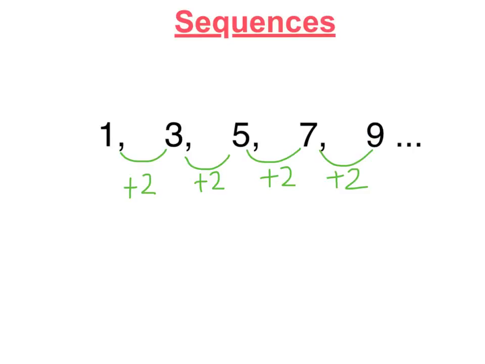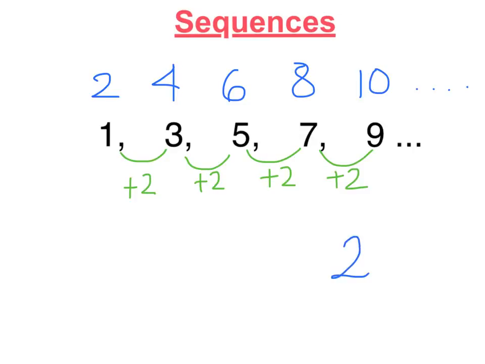Now another sequence that we know that also goes up in twos is the 2 times table, because the 2 times table starts with 2, 4, 6, 8 and 10 and so on. Now the 2 times table can be written as 2 times any number. Okay, so our sequence is very similar to the 2 times table, but obviously it's not the 2 times table because the 2 times table starts with 2, 4, 6, 8, 10 and so on. So I'm just going to label this at the top as the 2 times table.